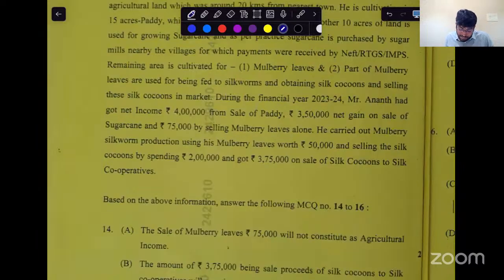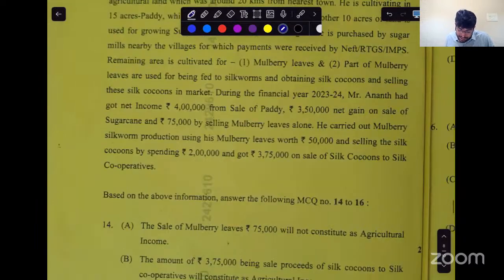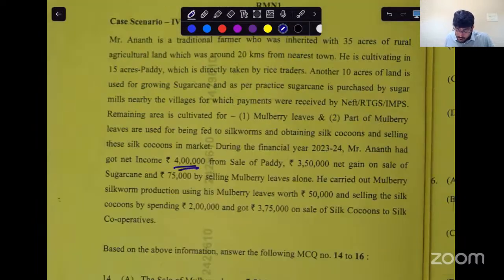And he carried out mulberry silkworm production using leaves for 50,000 and selling the silkworm cocoons by spending 2 lakhs, got 3.75. So non-agricultural income will be how much? 3.75 minus 2 lakhs minus 50,000, which comes to 1,25,000. And this 50,000 will again become agricultural income.